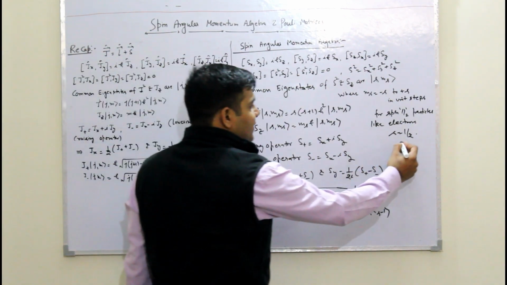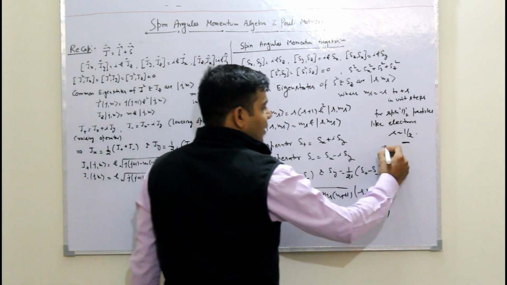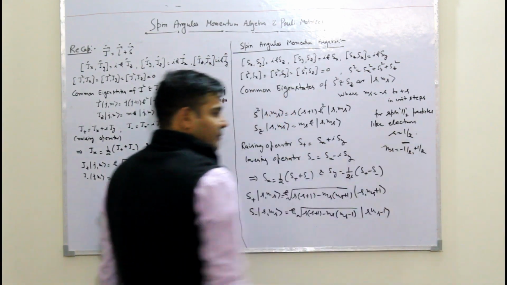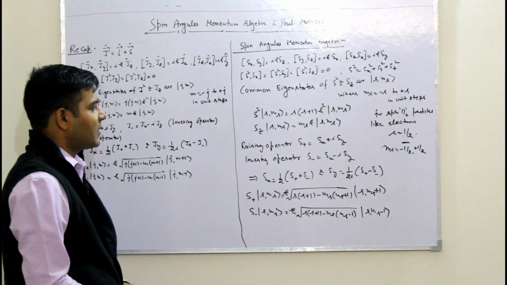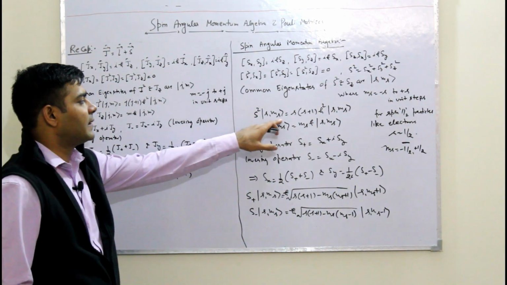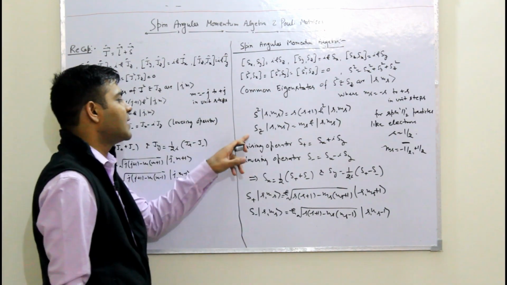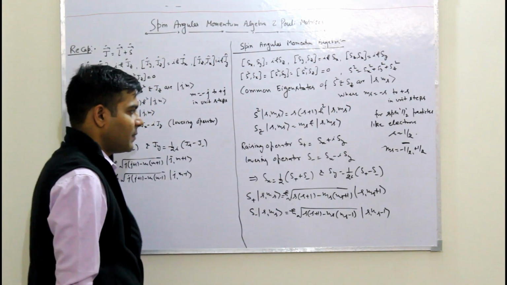So for a spin half particle, small s is half, and the allowed values of ms are minus half and plus half. The action of S square on |s, ms⟩ would be s into s plus 1 ħ square |s, ms⟩, and similarly Sz on this state will give us msħ and the state back.